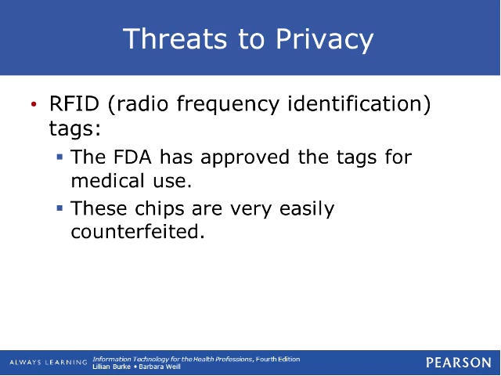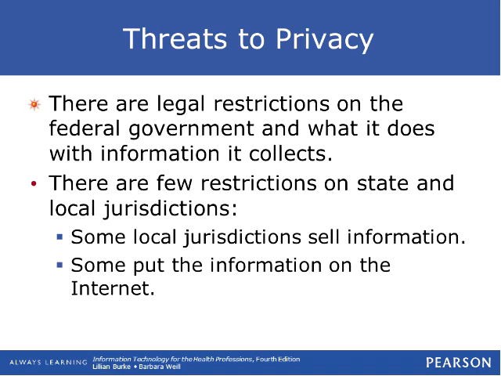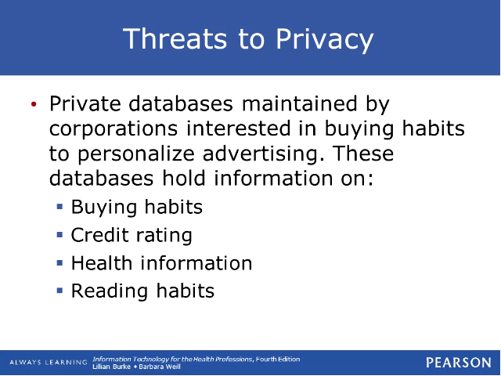Radio frequency identification tags are being used. The FDA has approved the tags for medical use. These chips are very easily counterfeited, so someone can attach something to you and then track you inappropriately or illegally. There are legal restrictions on what the federal government does with information it collects, like wiretapping, listening on telephone calls. There are few restrictions on state and local jurisdictions, however, so some local jurisdictions can sell information, and some put the information on the internet. For instance, some states, if somebody has done something criminal and is picked up, have a police log that is put on the internet so people can see it.